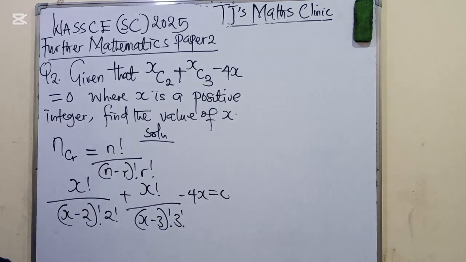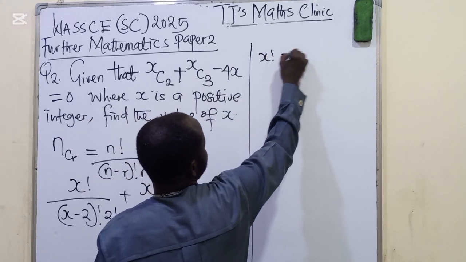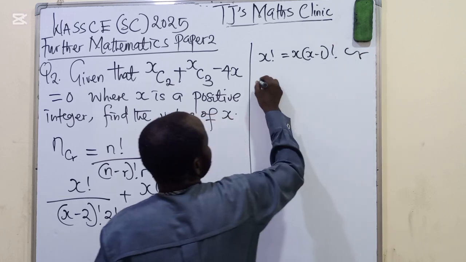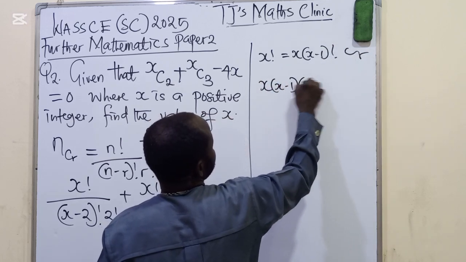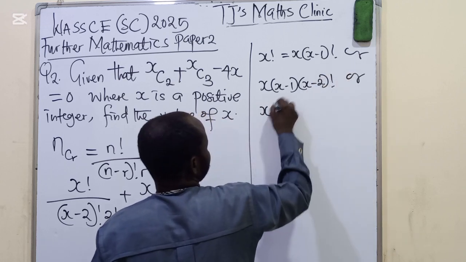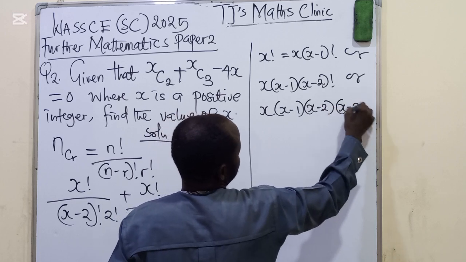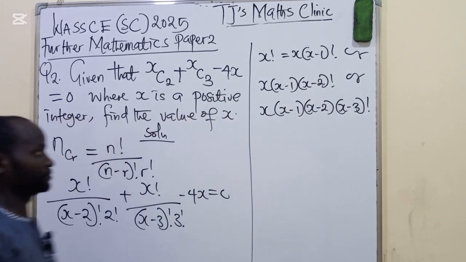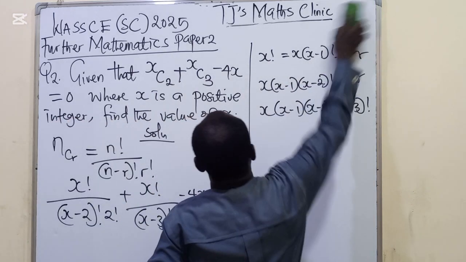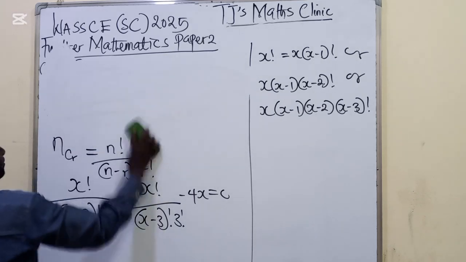This x factorial, we can adjust it: x factorial is the same as x into x minus 1 factorial, or x into x minus 1 into x minus 2 factorial, or x into x minus 1 into x minus 2 into x minus 3 all factorial. We can keep on in that order. So let's do some substitution. We are looking for the positive value of x.